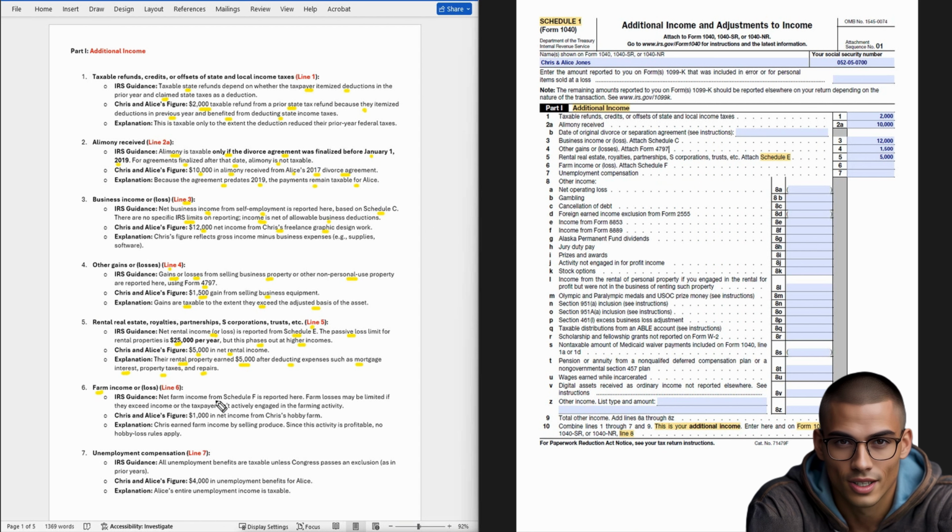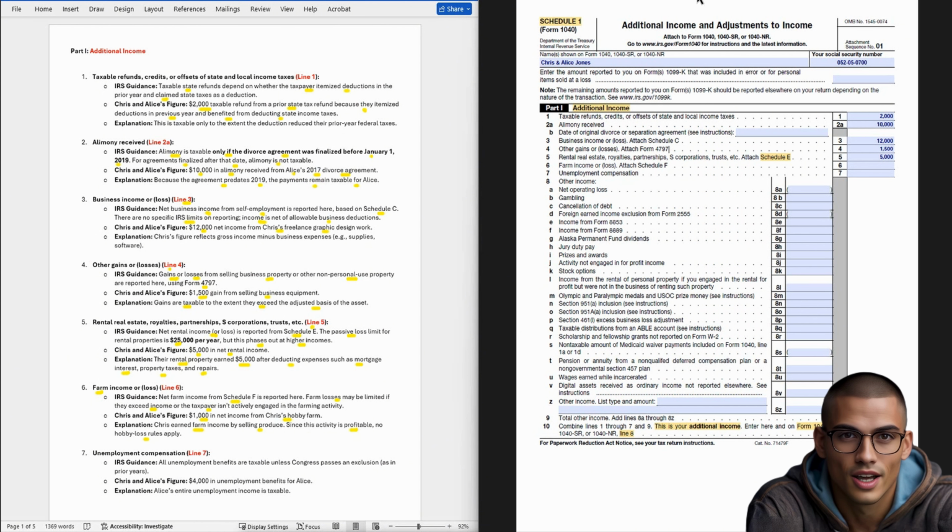So the guidance for this is that farm income is reported on Schedule F, and farm losses may be limited if they exceed the income of the taxpayer. So Chris and Alice had $1,000 in net income from Chris's hobby of side farming. So Chris earned farm income by selling produce. Since this activity is profitable, no hobby loss rules apply.